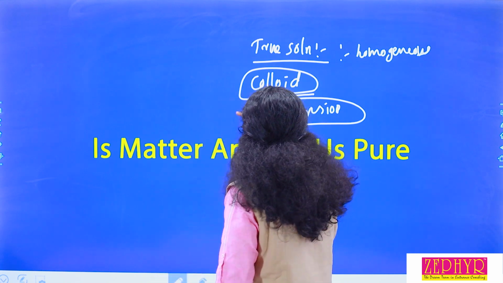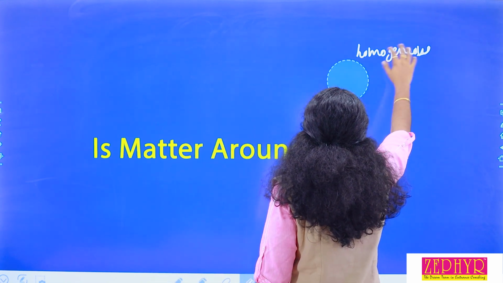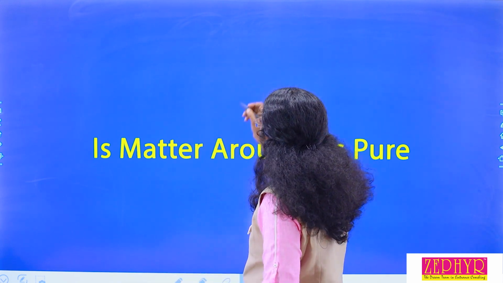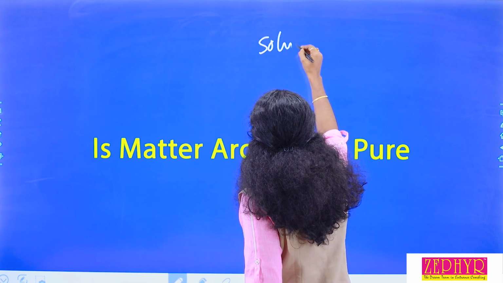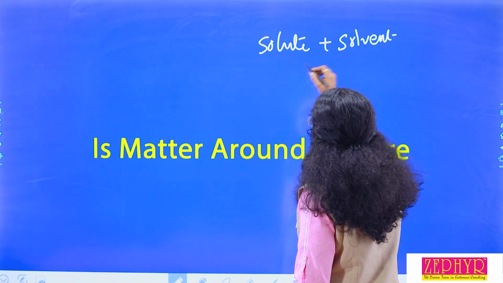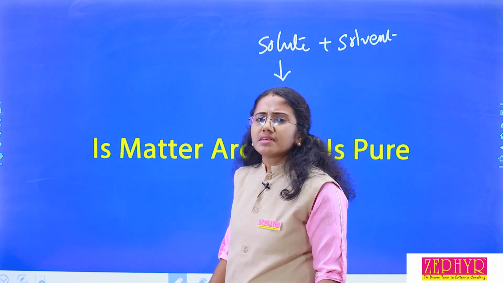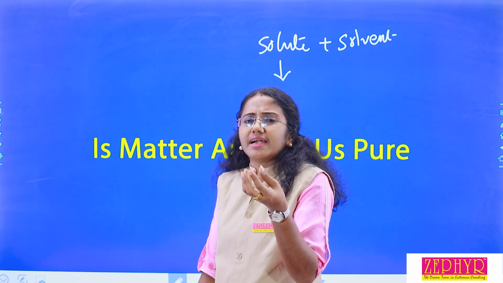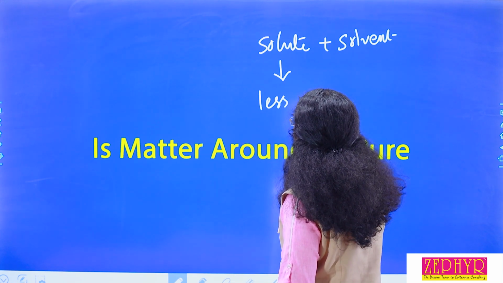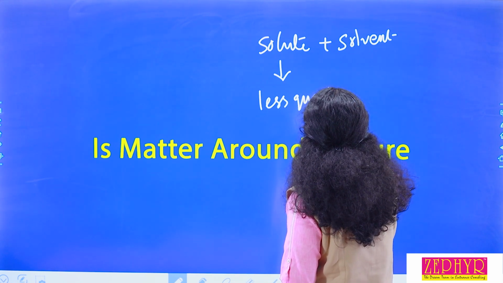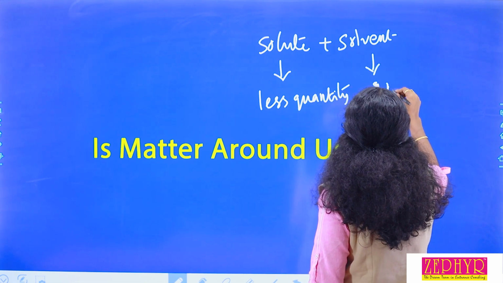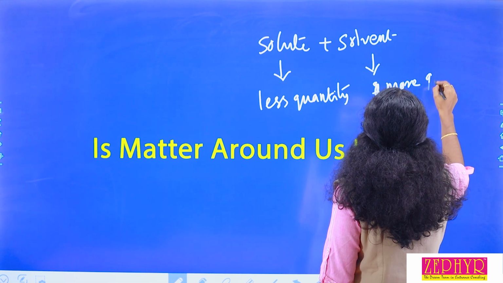Based on the components, what components are present in a solution? There are two components, solute and solvent. What do you mean by solute? Solute is the substance present in less quantity in the solution. The substance in more quantity is the solvent.